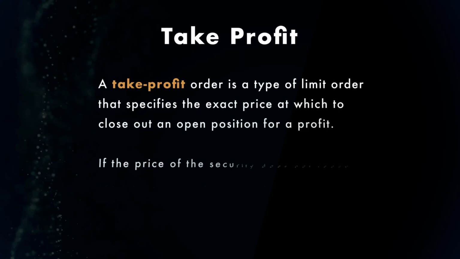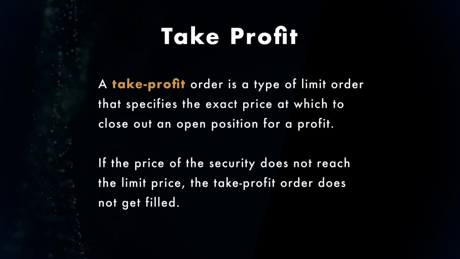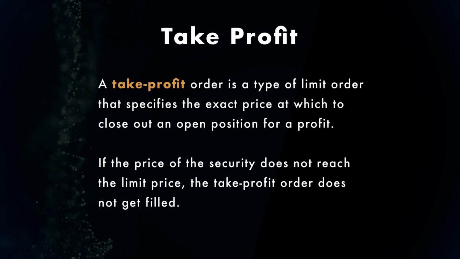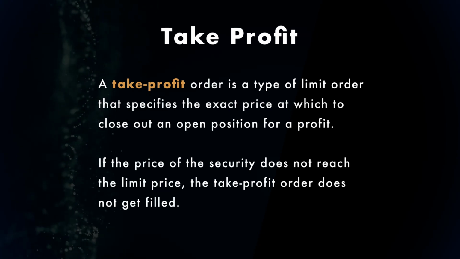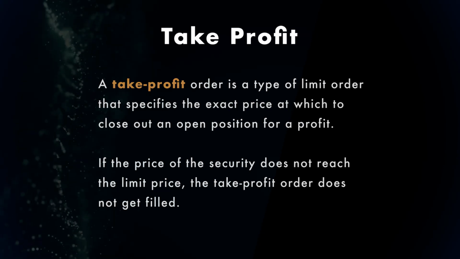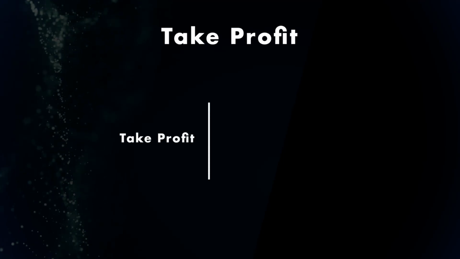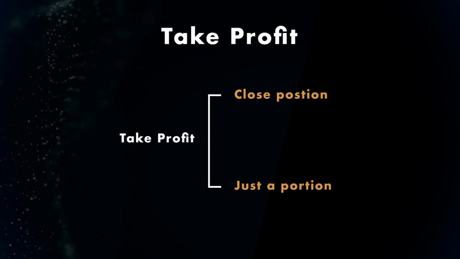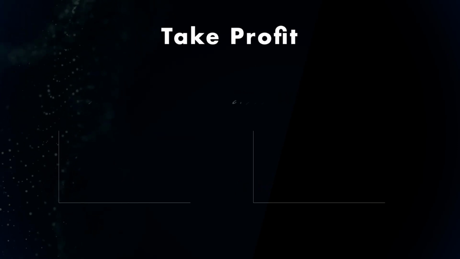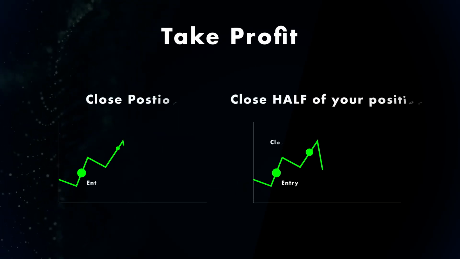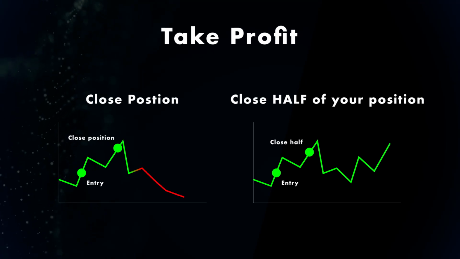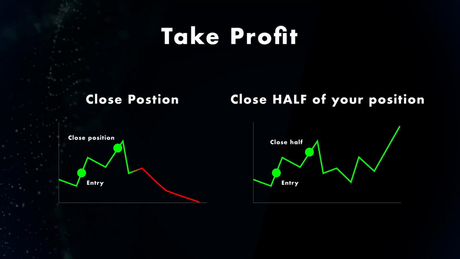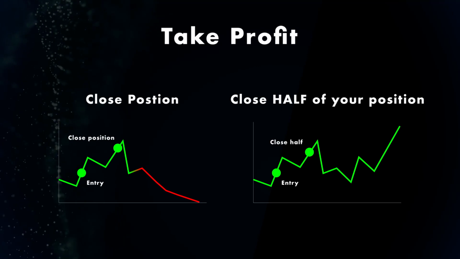Number 5, take profit. A take profit order is a type of limit order that specifies the exact price at which to close out an open position for a profit. If the price of the security does not reach the limit price, the take profit order does not get filled. You can choose in advance to either close out your entire position or just a portion when a certain price is reached. One popular strategy is to close half of your position when a trade reaches a ratio of 1-to-1. This essentially makes the remainder of your position completely risk-free.